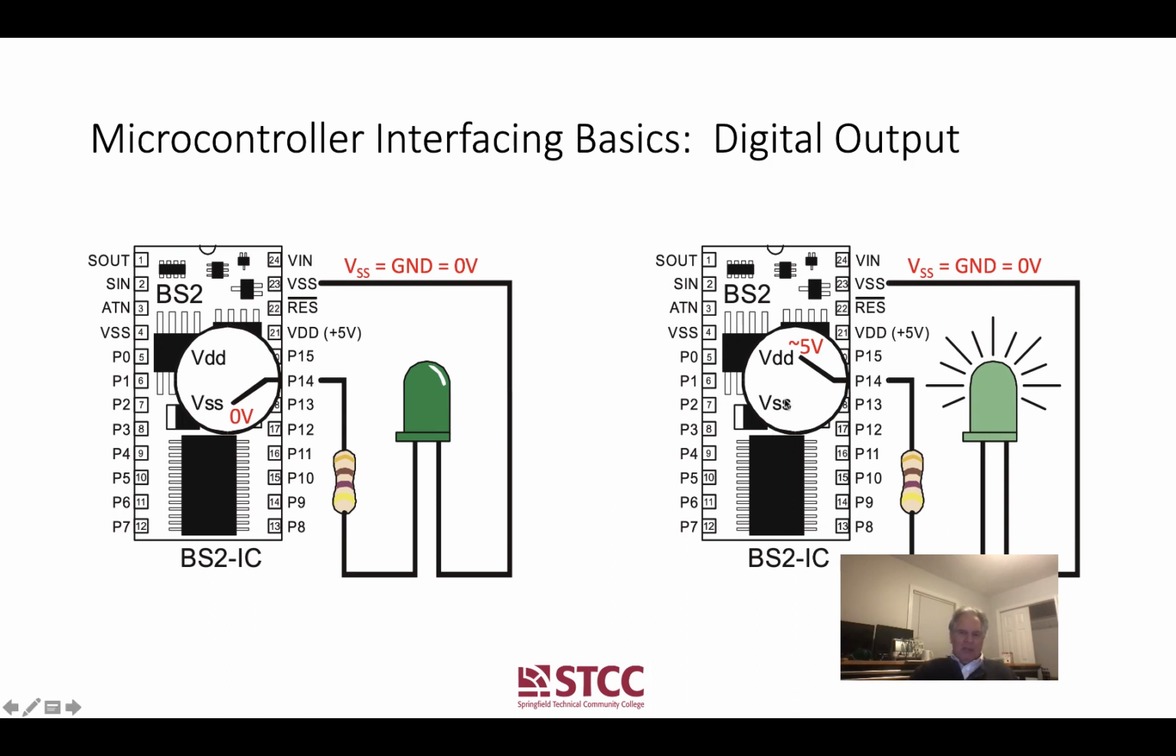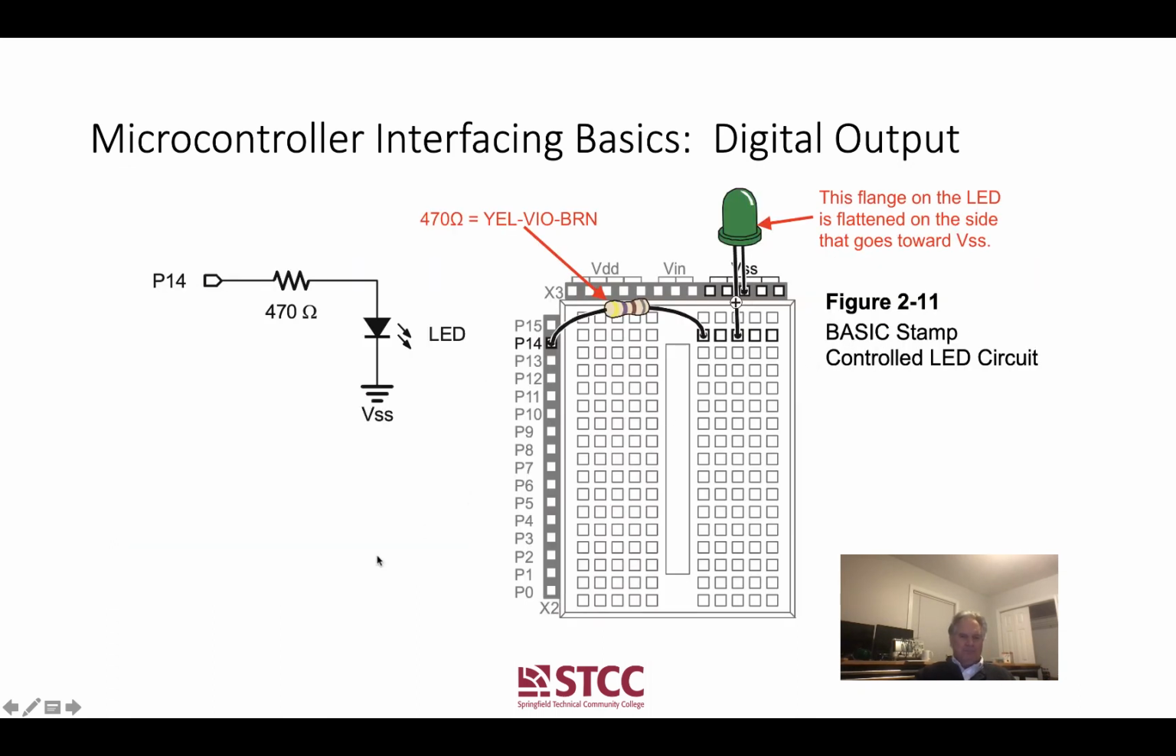If I then cause the P14 to be connected to VDD, which is approximately 5 volts, I will now have 5 volts across that same circuit. Some current will flow and the LED will turn on. In this case, maybe 6.5 milliamperes, which is enough to make the LED glow. So there's a really simple digital output. You can either make the pin be 0 volts out, or you can make it be 5 volts out.